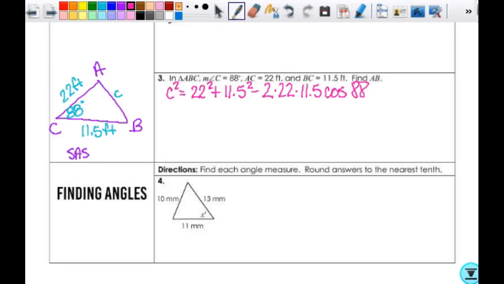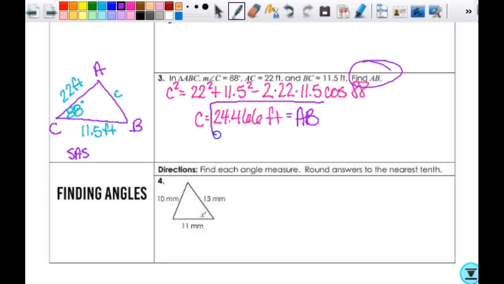So C, which if I say C is equal to 24.466, that's not good enough for my answer. Even when I put feet on there, still not good enough, because nobody asked me for C. You were asked to find the length of AB, which is what we labeled as C. So I need to say that that's equal to the length of AB. And it's fine to write the label at the end. Just make sure you have your units on there as well. Okay?